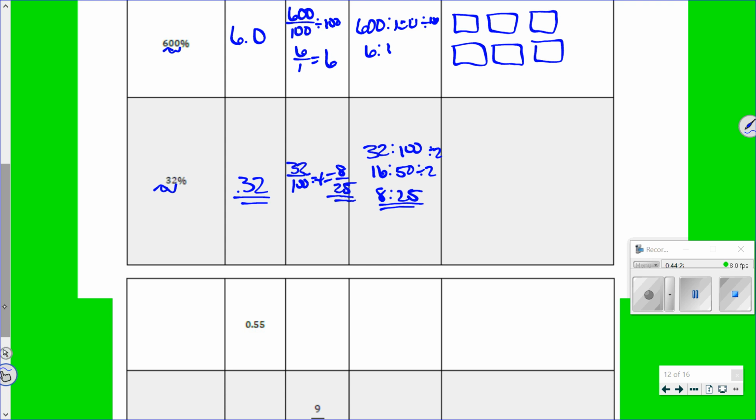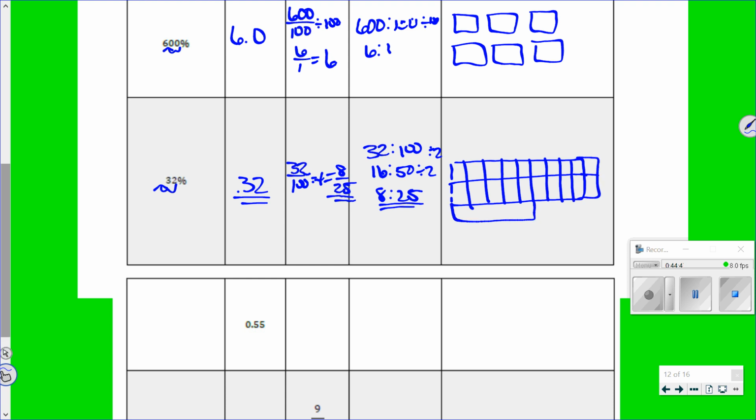So my model now, I need 25 boxes. How can I do this? We'll do it this way. So we'll do 10 across, and then add 5 more on the bottom. And I'm just coloring in 8 of them. So 8 of 25.